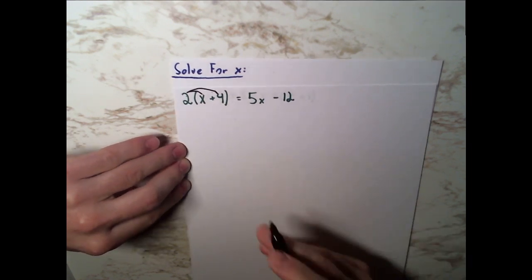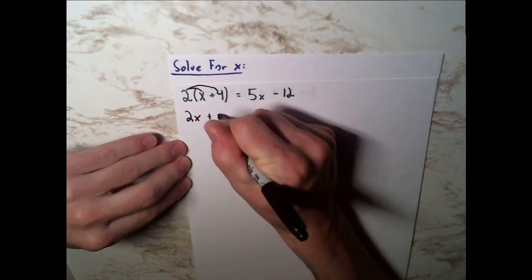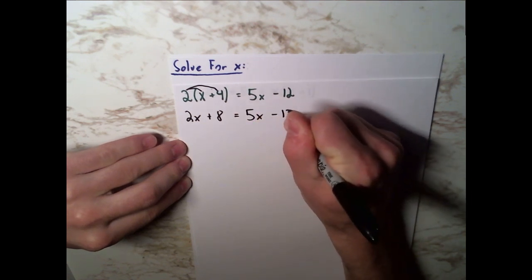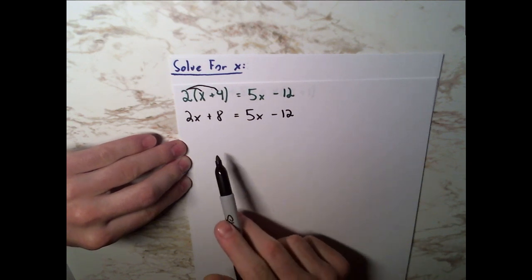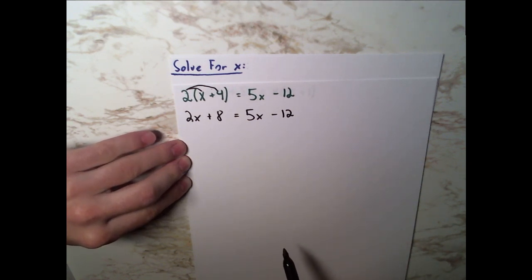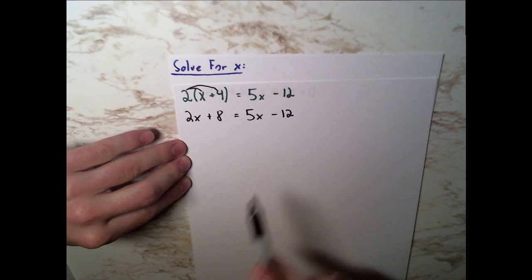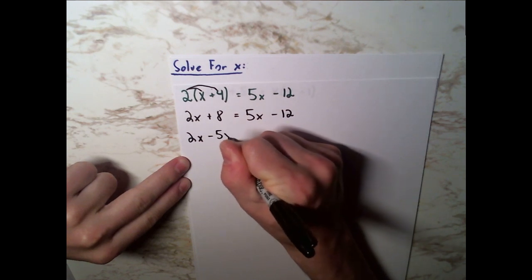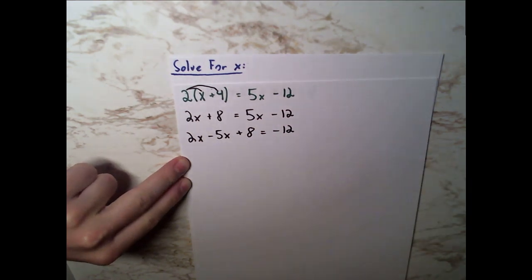So doing that, we're going to get 2x plus 8 equals 5x minus 12. So now we want to get all of our x terms on one side of the equal sign and all of our non-x terms on the other. So I guess the first thing I'll do is subtract this 5x from both sides of the equation. So we're going to get 2x minus 5x plus 8 equals negative 12.